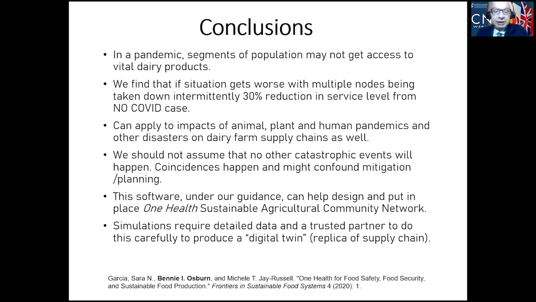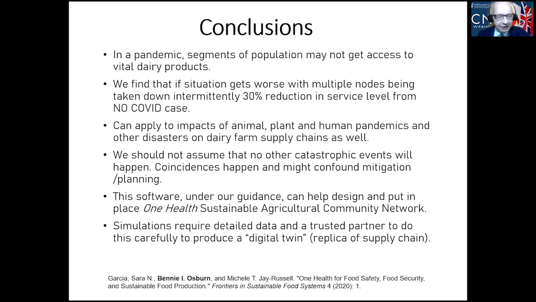In a pandemic, segments of population may not get access to vital dairy products. We find that if the situation gets worse with multiple nodes being taken down intermittently, about a 30% reduction in service level from the no COVID case. This model can be applied to the impacts of animal, plant, and human pandemics and other disasters on dairy farm supply chains as well. And furthermore, we shouldn't assume that other catastrophic events will not happen. Like, we were very lucky, right? During this time in California, there was no earthquake.